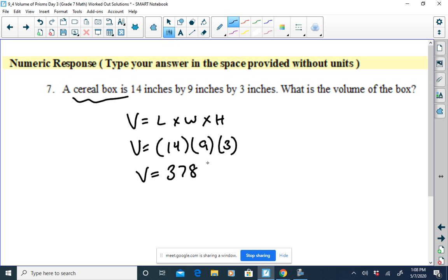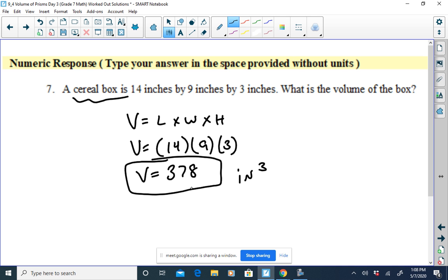Yes. And this is the problem where I said to enter it without the units. So you would just leave it as 378, right? We know the units would be cubic inches, but if you're entering it in the computer, you could put 378. I mean, you could put in the inches cubed, it doesn't matter, but it would be 378.